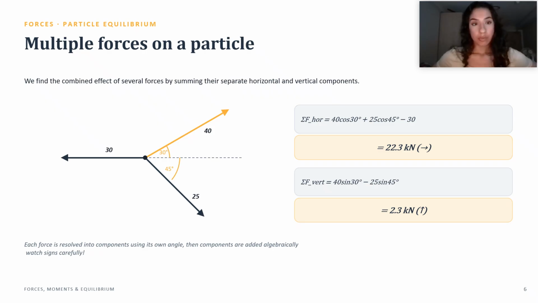And then the vertical force. The vertical force is just going to be the upwards one, 40 sin 30, minus the downwards one, 25 sin 45. You get 2.3 kilonewtons upwards. So upwards is positive, right is positive. You could pick whatever you want to be positive or negative, it's up to you, but it makes more sense because most people use these as positive.